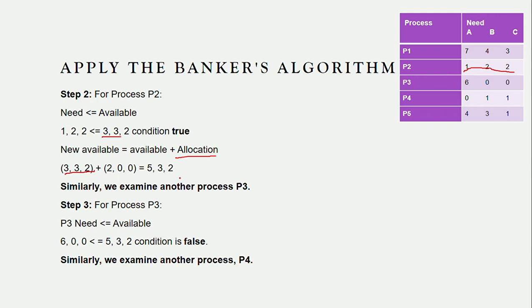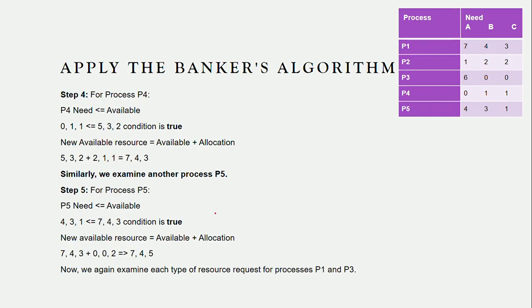Similarly, now we have to check for the P3 process whether we can do the allocation for P3 or not. We have checked the need for P3 is 600 and the new availability is 532. So out of 5, I cannot allocate 6 resources. That's why the condition is false. Now we have to check for P4. The P4 requirement is 011. Availability is 532. That means the condition is true. We can do the allocation for the P4 process.